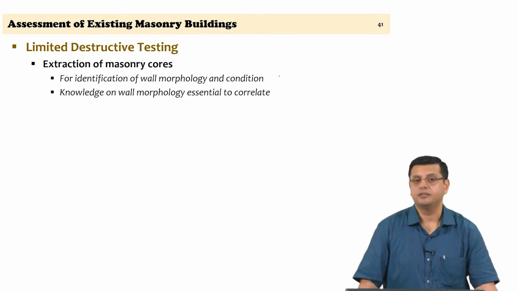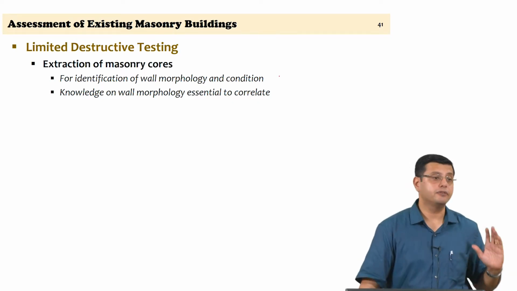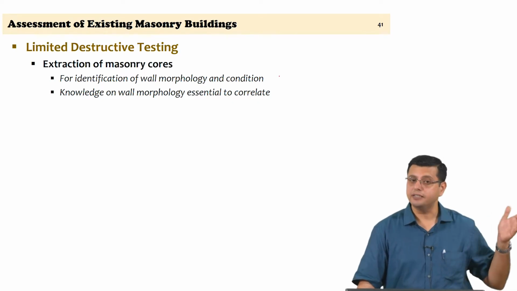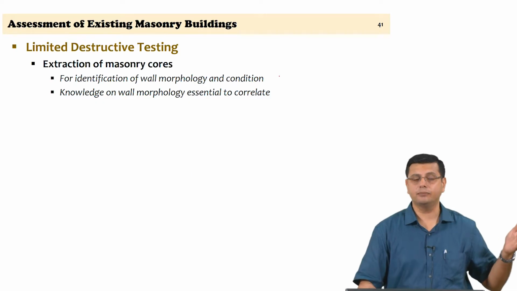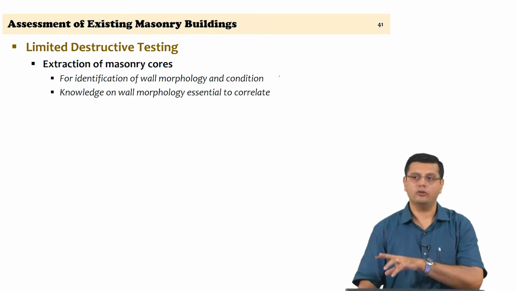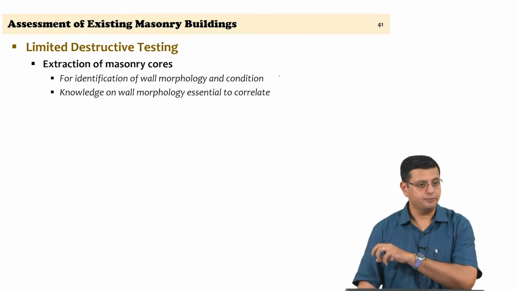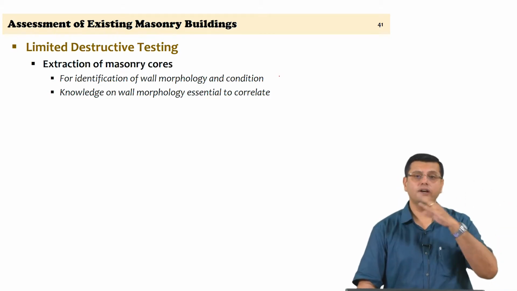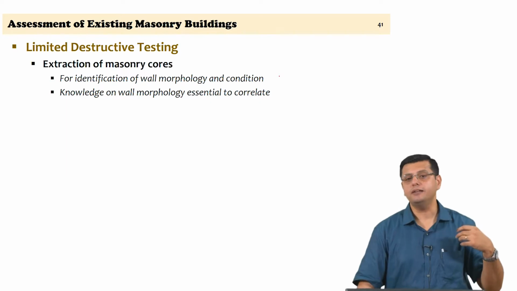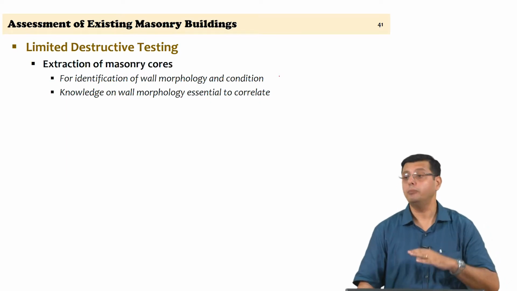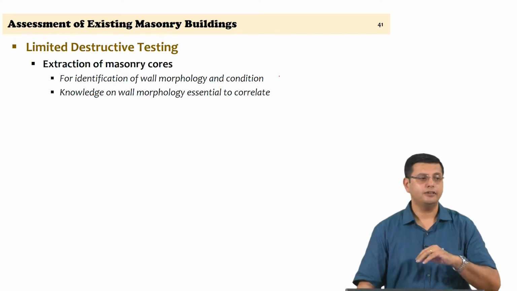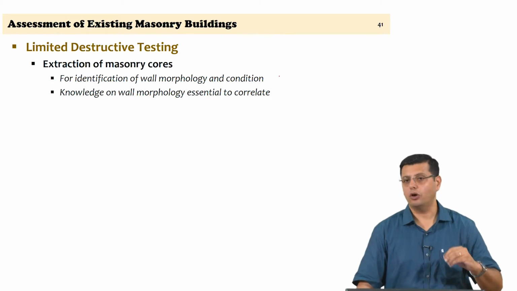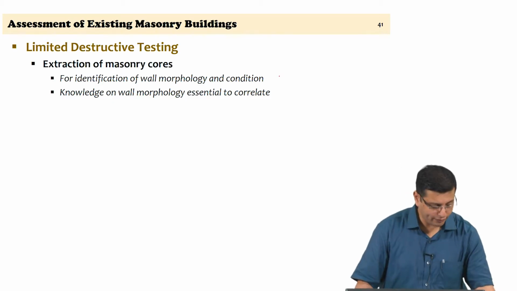This knowledge on the wall morphology is essential for your correlation. So, the first method that I talked about under the indirect approach is, once I know what morphology of material I am looking at in the structure that I am going to study, I can by correlation establish what may be the ranges of strength from literature. So, for that you need to have some information on the wall morphology. So, let us say you have to do this.